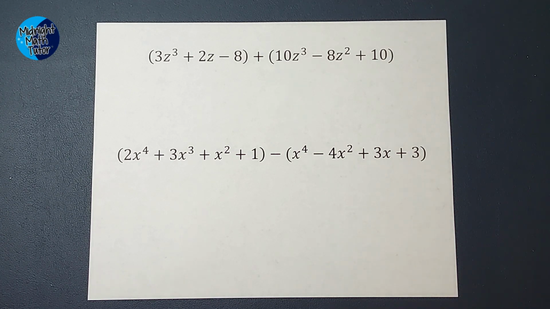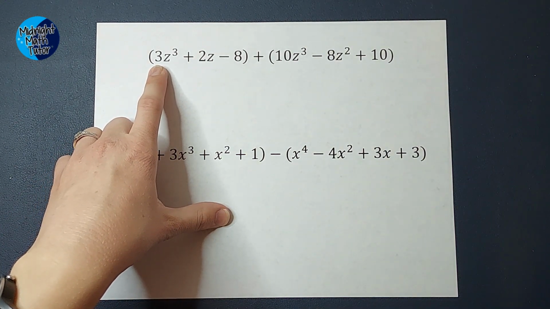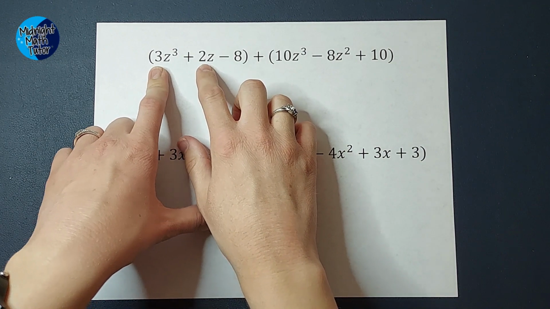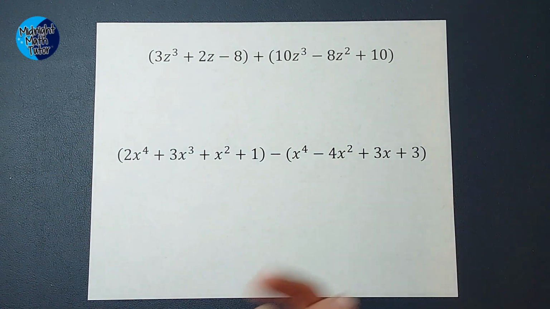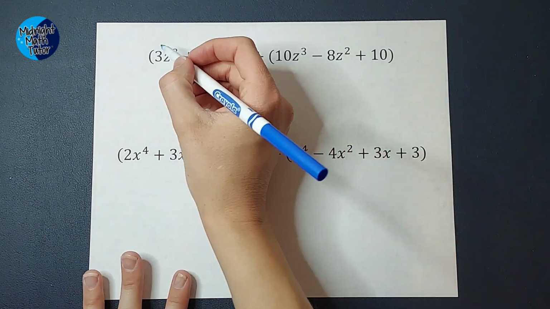All right, the key here is like terms, okay? I can't add 3z cubed and 2z because they're not like terms, right? So I think the easiest way to go about this is to circle my like terms to help me keep everything straight, right? I'm going to circle them in different colors.